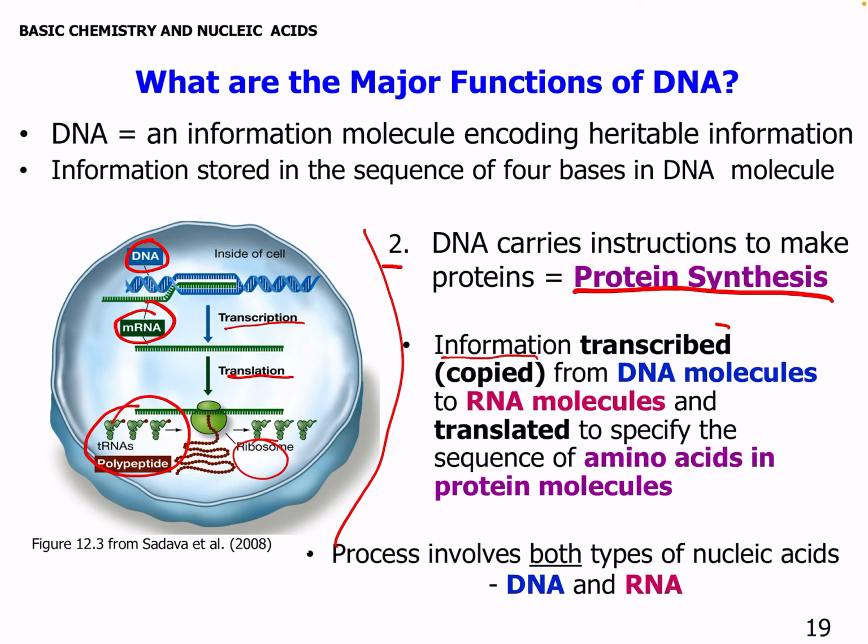So this information is transcribed, i.e. copied from DNA molecules to RNA molecules. And these are translated, keyword, translated, to specify the sequence of amino acids in the protein molecules. Every protein is composed of a bunch of different amino acids in a polypeptide chain. You can see that here. So it's essentially being sequenced out from the DNA. This process involves both types of nucleic acids, DNA and RNA. As we can see here, mRNA, tRNAs, and we've got our DNA as well.